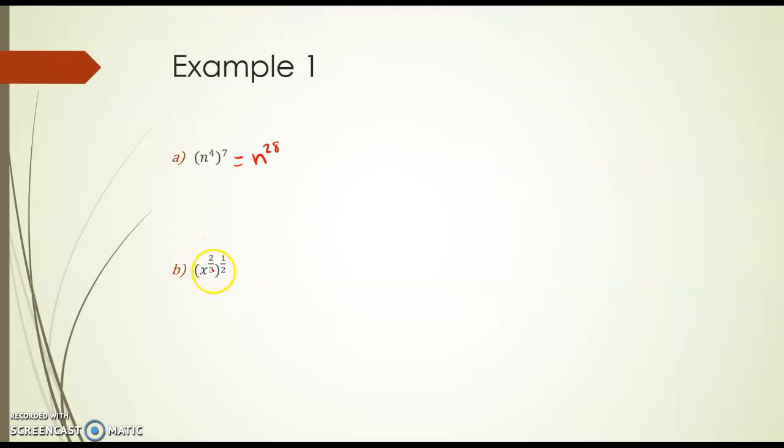Here, x to the 2/3 raised to the 1/2 is going to become x to the 2/3 times 1/2. I'm going to multiply straight across, so that would be 2/6, and then we reduce it, x to the 1/3, and that's our final answer. I guess over here I should have made that n to the 4 times 7, so you understood how we got the 28. So those are two simple examples.